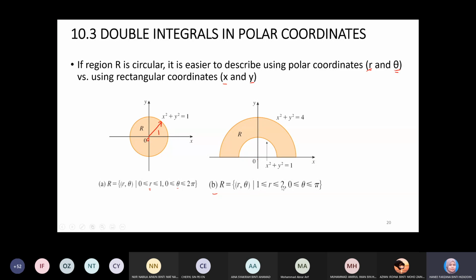But if you have region B here, on the right hand side, in terms of r and theta, now the region R is bounded by two curves. One is x squared plus y squared equals 1, where the radius is 1, and the second is where the radius is 2, since the square root of 4 is 2. So now r is between 1 and 2. That's why you have this interval. And for theta, because this is not a full circle, it's only a half circle, so it's only from 0 to pi.